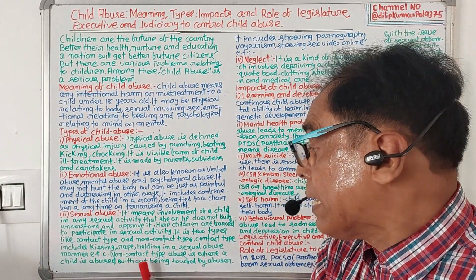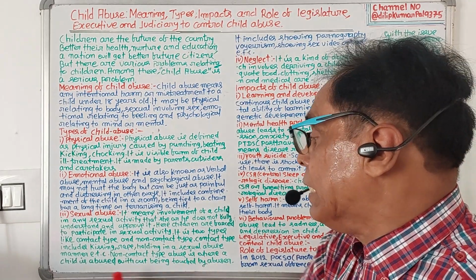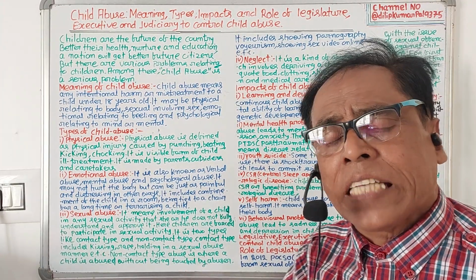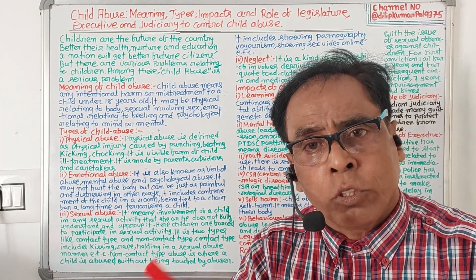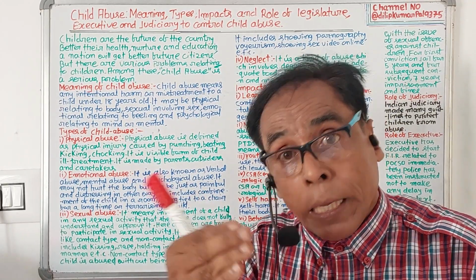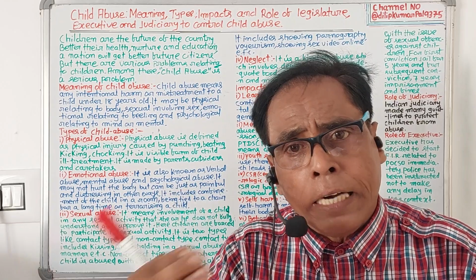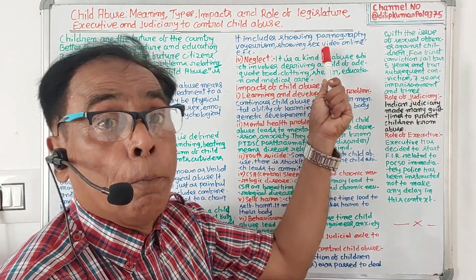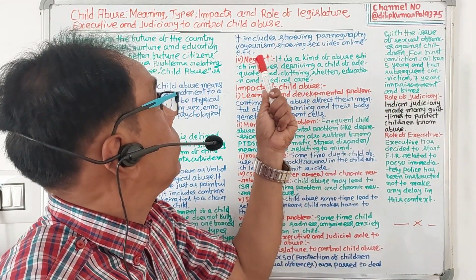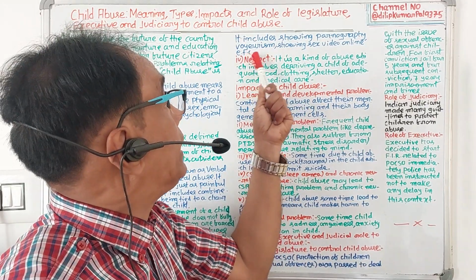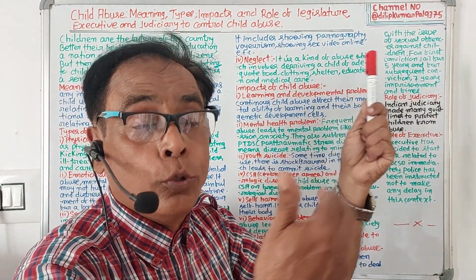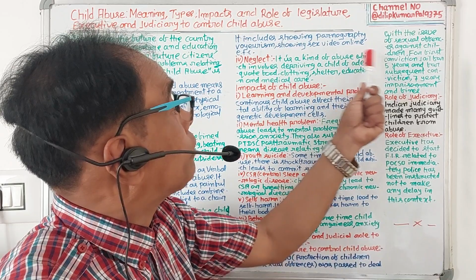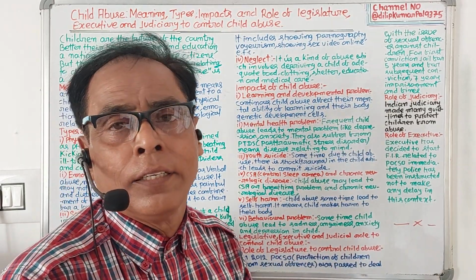Non-contact type abuse is where a child is abused without being touched by the abuser. The abuser will not have physical contact, but the child will still be abused. How? It includes showing pornography, adult pictures, voyeurism, and a child being forced to see sexual pictures, or showing sex videos online, etc. These are non-contact child abuse.